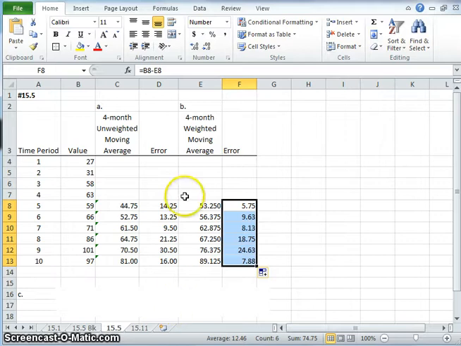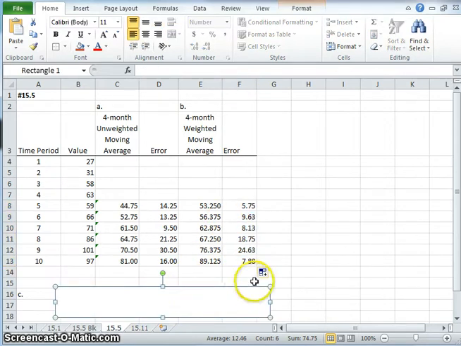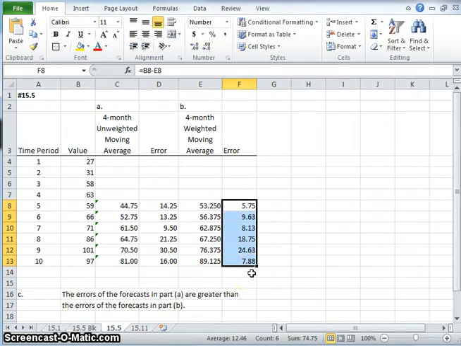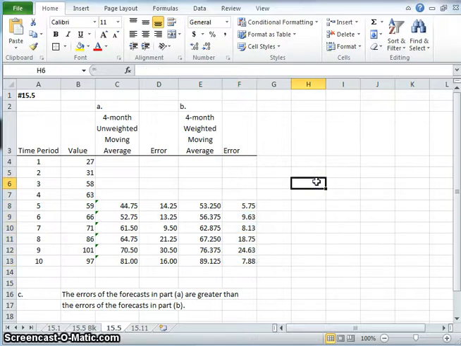And so what we can see is that the errors in column D, the errors for the unweighted moving average, tend to be higher than the errors for the weighted moving average. And that's really telling us that the weighted moving average is doing a better job of predicting.